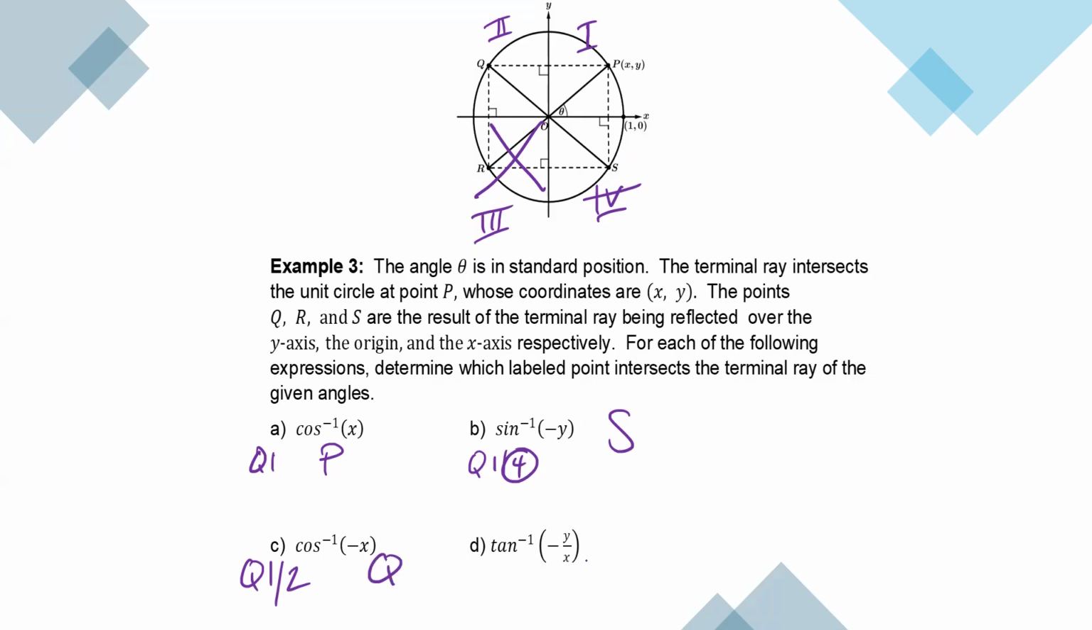All right, tangent. For tangent, it's either going to be in quadrant 1 or quadrant 4, and I need it to be negative. So which quadrant? And therefore it is S. Yes. You just need to be able to identify which quadrant. That's step number 1.